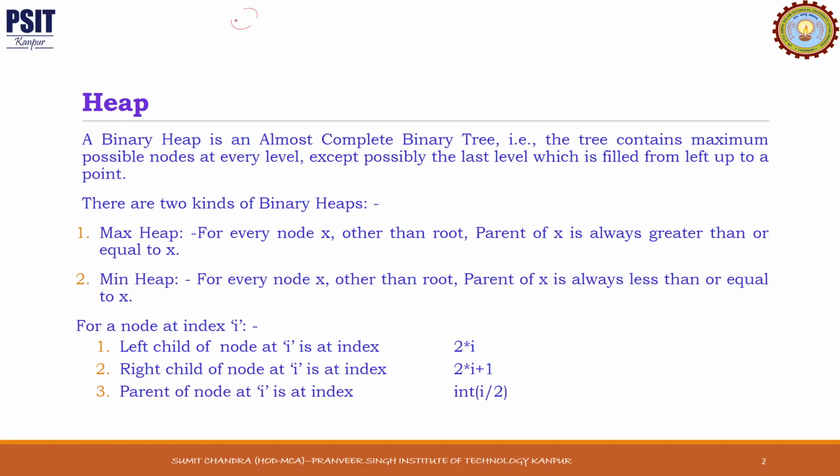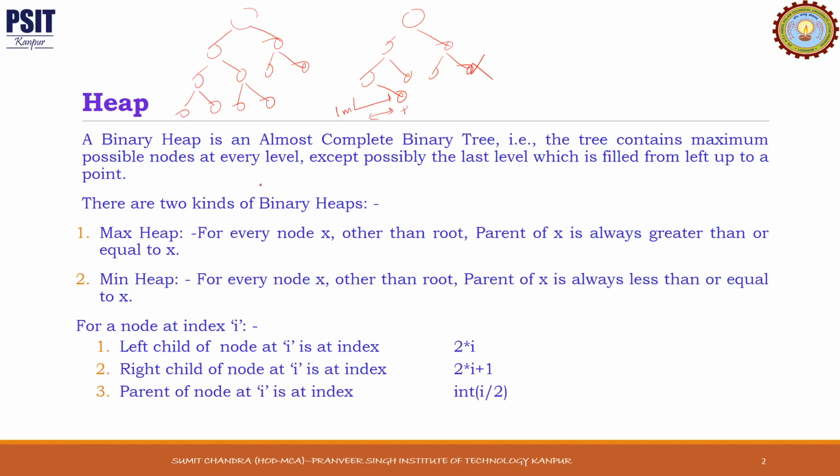to a particular point. For example, this is almost complete binary tree. This is also almost complete binary tree. This is also almost complete binary tree. This is also almost complete binary tree, but this is not an almost complete binary tree because it needs to be filled from left to a particular point. So no node between the leftmost node and the particular point must be empty.